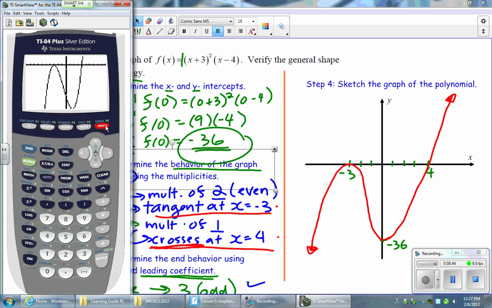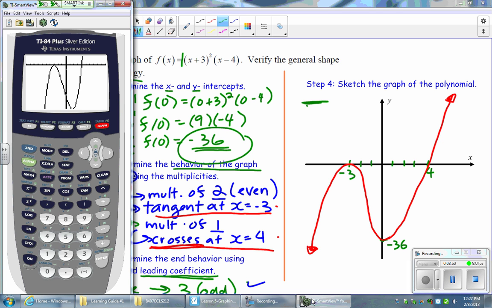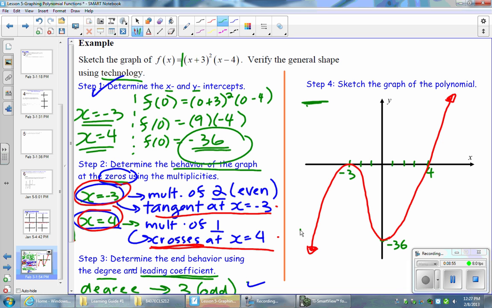This is just our sketch right here. This is the actual graph on my calculator, and as you could tell, the general shape is similar, and so that we did that correctly. So that is how you graph a polynomial function using all the tools that I have taught in my previous lessons.